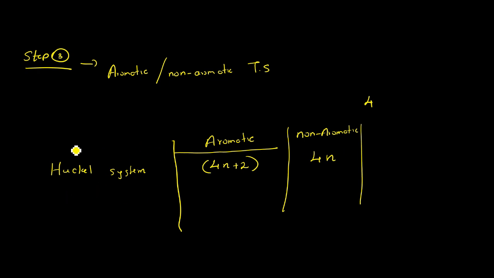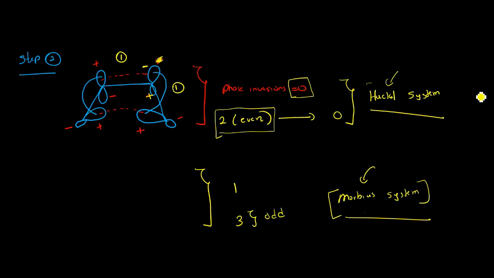So according to the Huckel system, our transition state is non-aromatic because it follows the 4n rule. You can't put 4 electrons into this system as 4n plus 2, because n is an integer: 1, 2, 3, 4, likewise. So you can't find an n value where 4n plus 2 makes 4. But if you apply n equals 1 to 4n, this becomes 4, which means your Huckel system is non-aromatic. That's the case of the Huckel system.